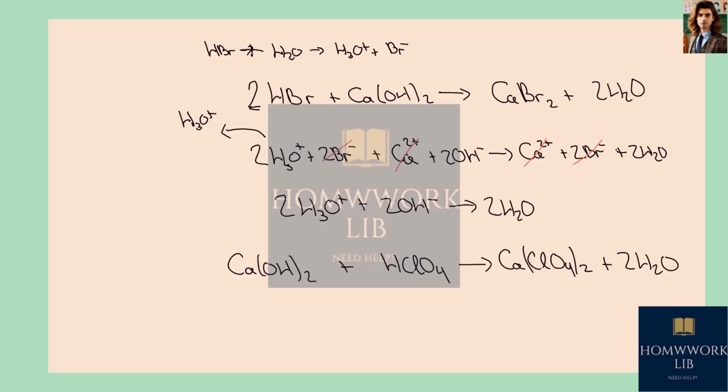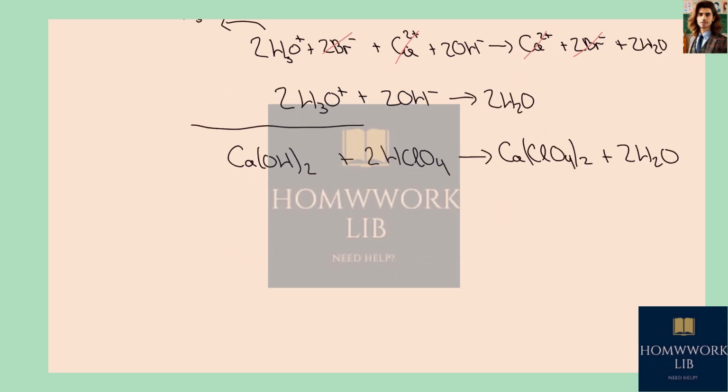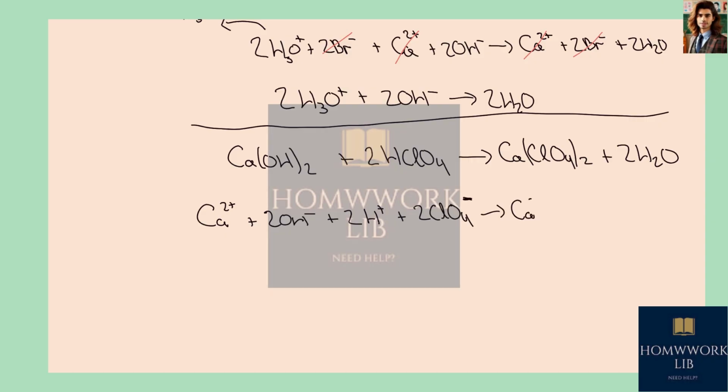So here we need to balance this out. This can be done simply like this for this new equation, and we can follow the same procedure. But this time around, we can actually skip some of the steps. Here we're going to get calcium 2 plus, 2 OH minus, plus 2 H plus, 2 ClO4 minus, producing calcium 2 plus, 2 equivalents of ClO4 minus, plus 2 molecules of water. And you're going to realize that the net ionic equation is going to be, at the very end, the same as the first one.